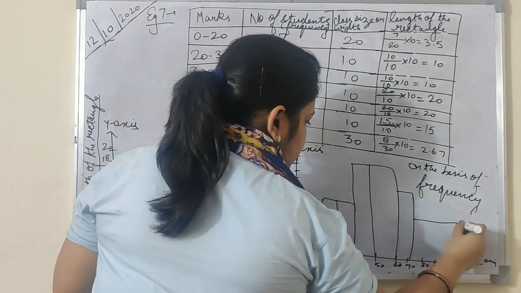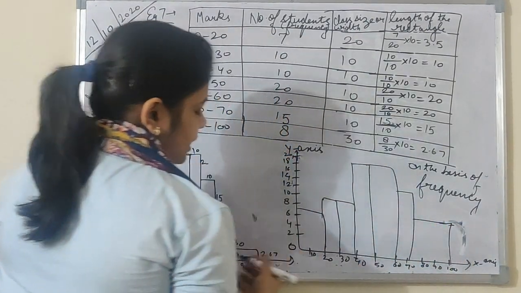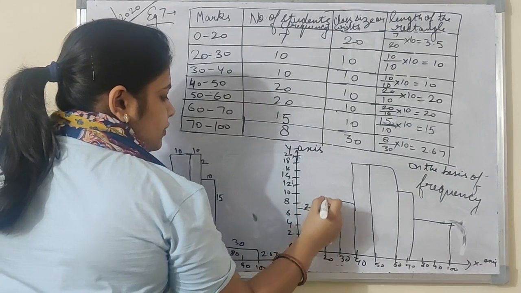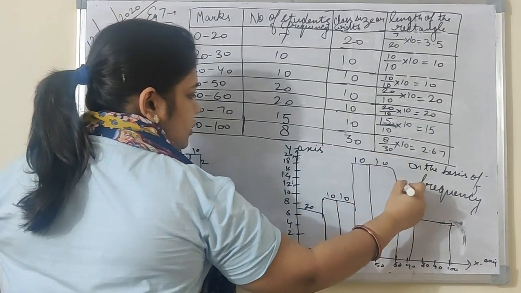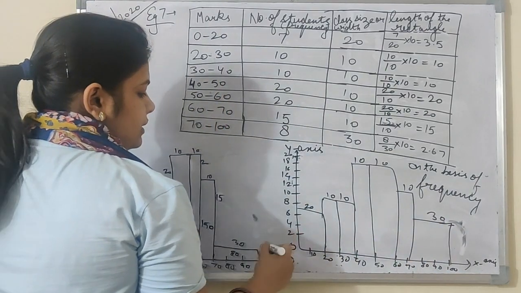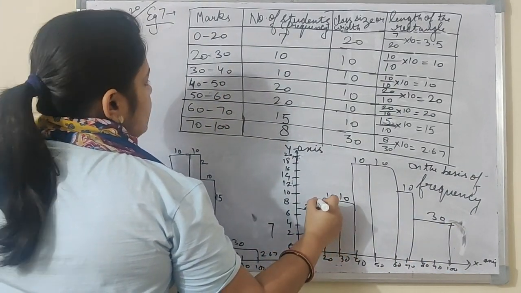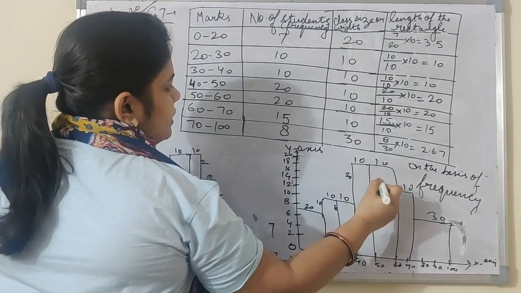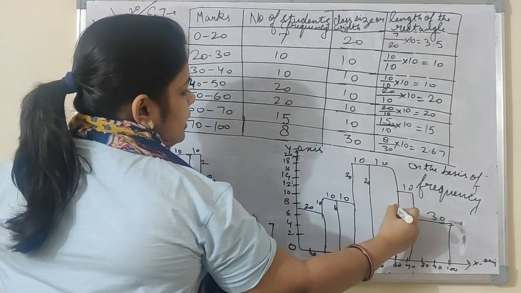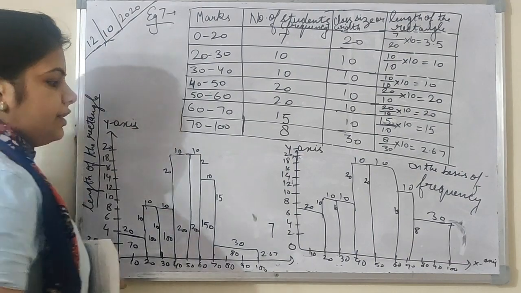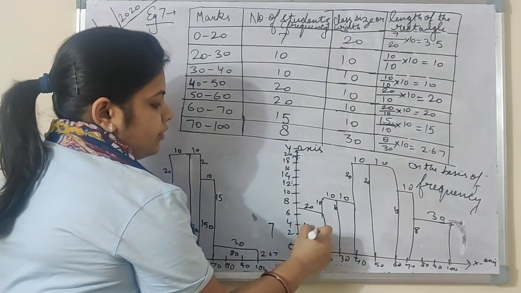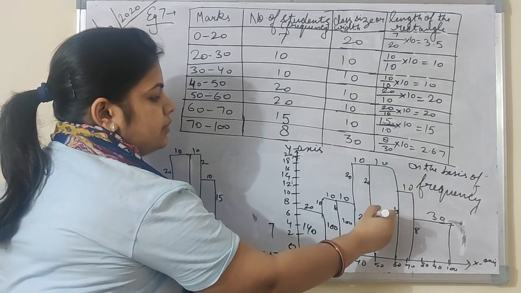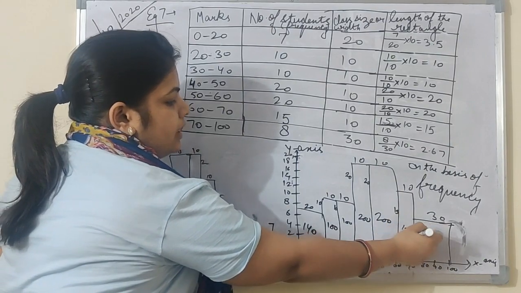So what you will observe here, let me find the area first of all. Here you will see that width is 20. Here 10, 10, 10, 10. Then here it is 30. Now here length is 7. Length is 10. Length is 10. Length is 20. Then length is 20. Then next is 15. And then next is 8. If I find the area of this, what will we get? 140. Area of this will be 100. This will be 100. This will be 200. This will be 200, this will be 150, and this will be 240.